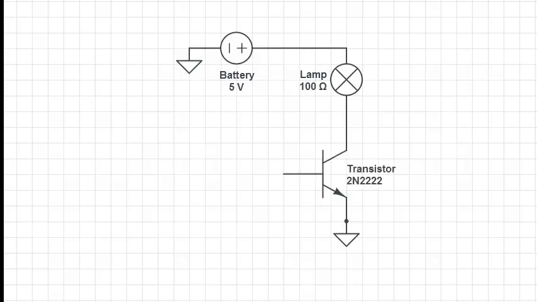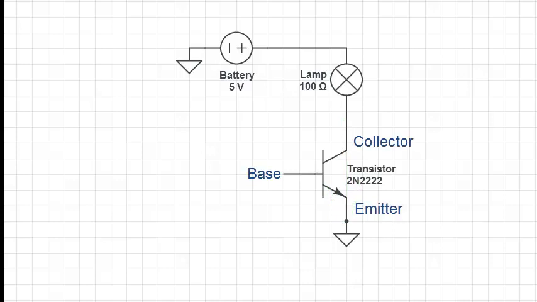Here, I have replaced the switch with a transistor. Notice that a transistor has 3 pins. The pins are called base, collector, and emitter. You can think of the base as the control of the transistor. That is, the transistor can be switched on or off by changing the voltage level on the base. When the transistor is on, current will flow from the collector to the emitter. When the transistor is off, almost no current will flow through it.